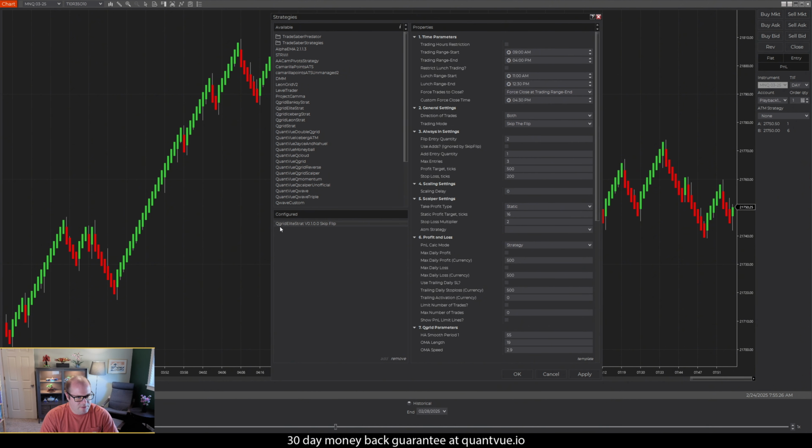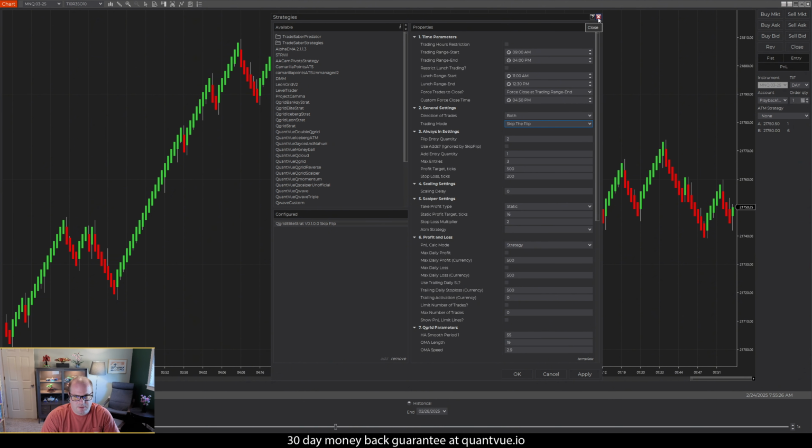Perfect. So it's going to show you the version and then what mode you're in, and that will change based on what mode right here. So we're doing skip the flip, so I want my trading mode to be skip the flip, which is the default, which is nice. For QGrid 3, I'm going to show you how I would set this up.